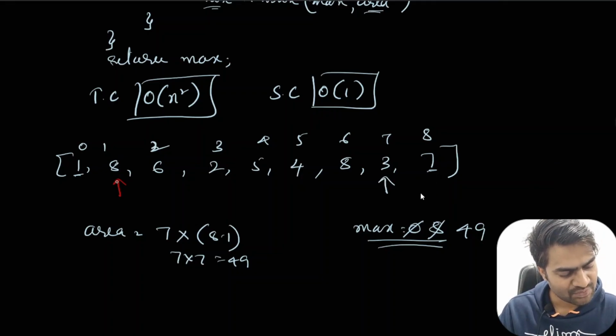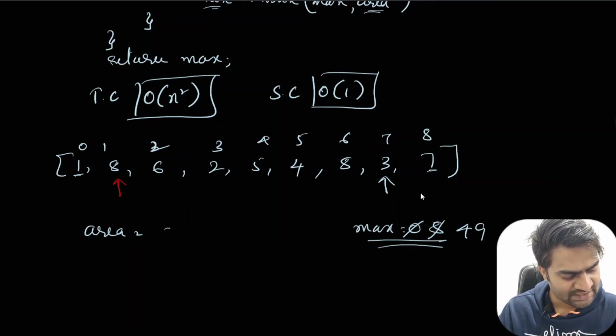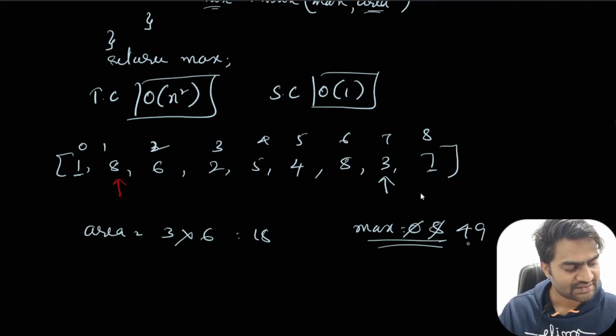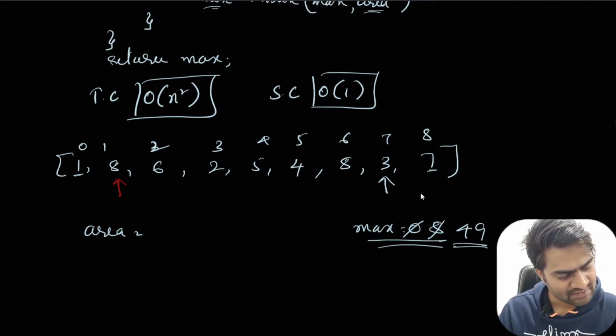Now if you see between 8 and 3, 3 is smaller. I will take 3. And what is the distance between them? 7 minus 1, which is 6. 6 3s are 18, so it is less than 49. So I don't update. Now I check which value is smaller. 3 is smaller, so I will decrement the right pointer.